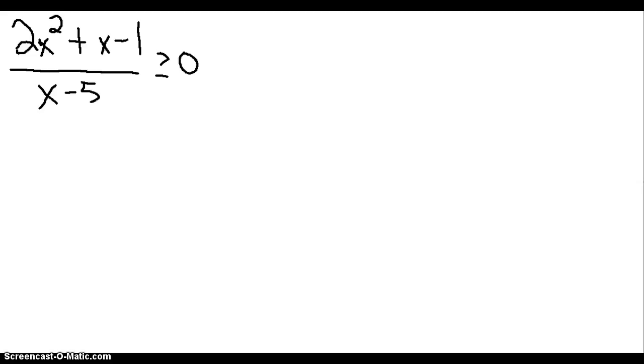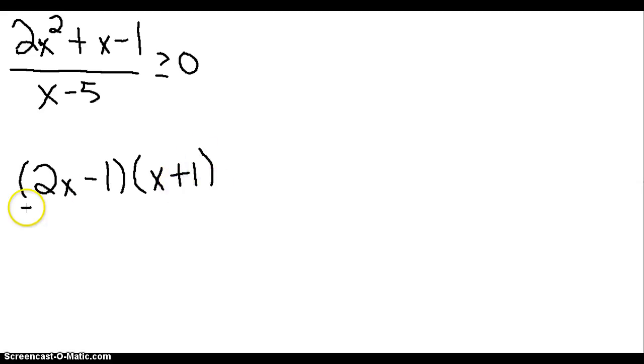But the first thing we need to do is factor everything we can. So we're going to factor the numerator and the denominator if we need to. If you factored the numerator correctly, it should come out to (2x minus 1)(x plus 1). The bottom doesn't need to be factored. It's already good. So it's greater than or equal to 0, and now it's factored.